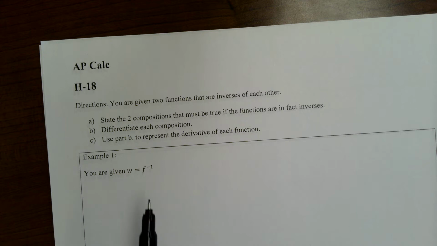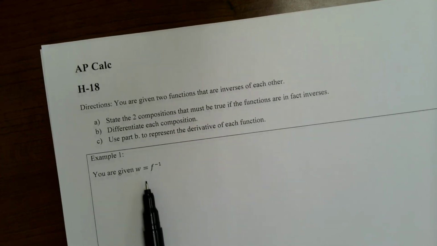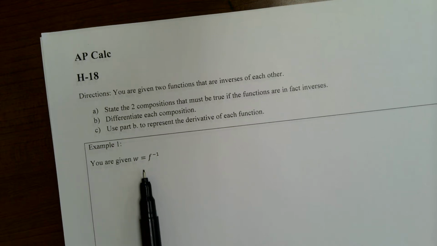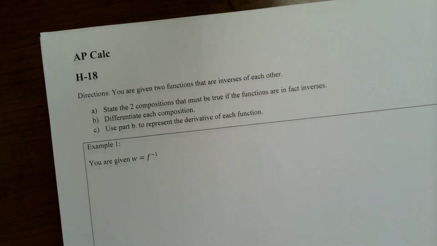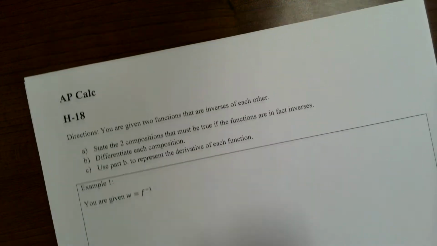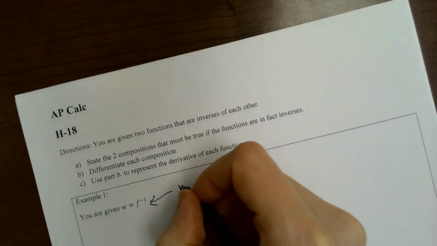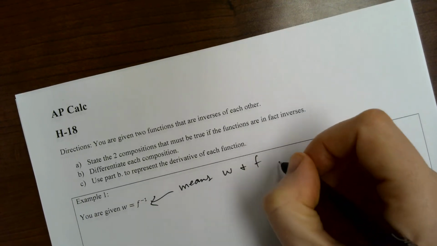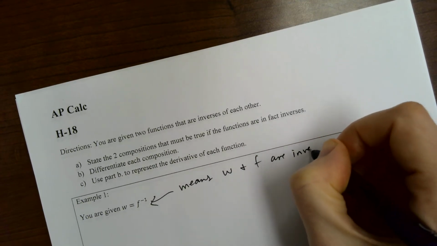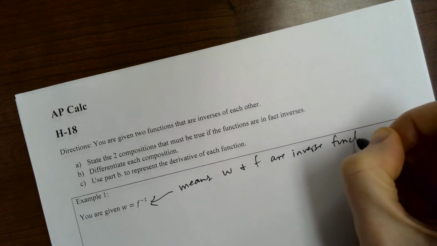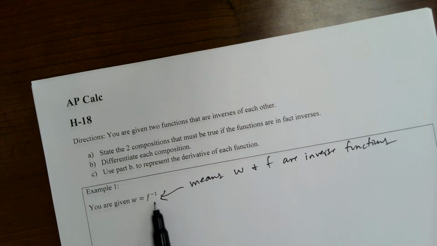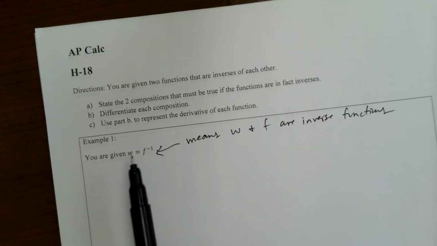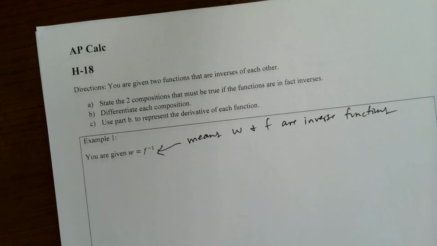So in this first one, you are given that W is equal to the inverse of F, okay? So what that means is that W and F are inverse functions. Okay, it doesn't matter what the little -1 superscript is on. If it's on one of them, it means that they are both inverse functions.